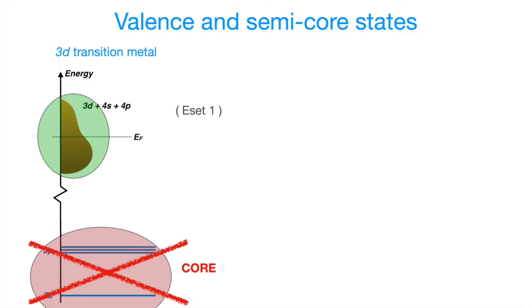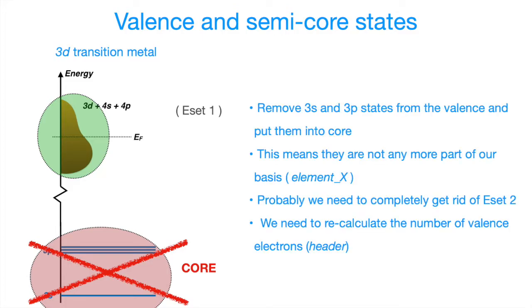So in practice, what we're going to do is remove 3s and 3p electrons from the valence and put them in the core. It means that these states are not anymore part of our basis, which means that we will have to modify the element file. If there are no more semi-core states in the calculation, we can completely get rid of energy set 2, so we will have only one energy set. And finally, we need to take care of the number of valence electrons, which we explicitly specify in the header file. Let's just go through the steps one by one.